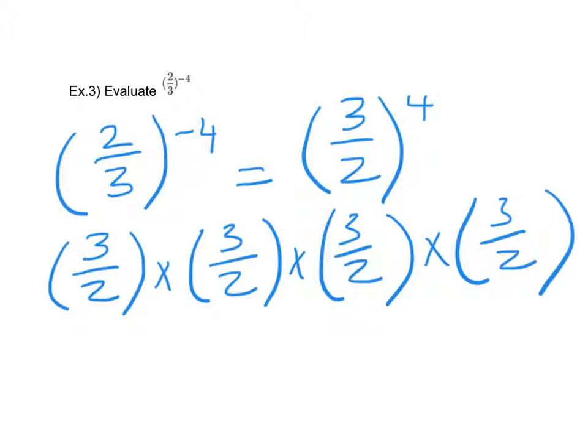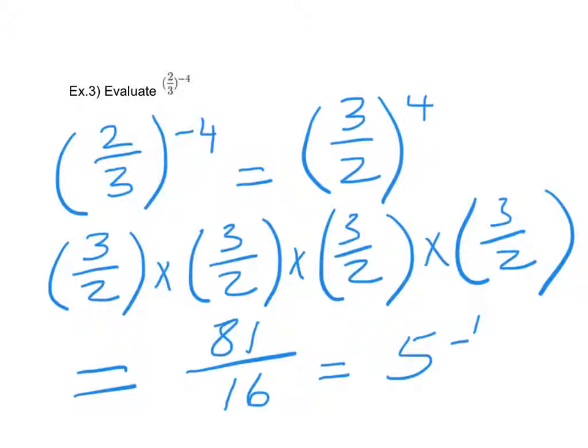Okay? And then when you multiply fractions, you multiply the tops together, you multiply the bottoms together, and you have an answer. 3 times 3 is 9, times 3 is 27, times 3 is 81. 81 on top. Now multiply the bottoms. 2, 4, 8, 16. 81 over 16. Okay? We'll probably settle for that for an answer, but that's actually 5 and 1/16.